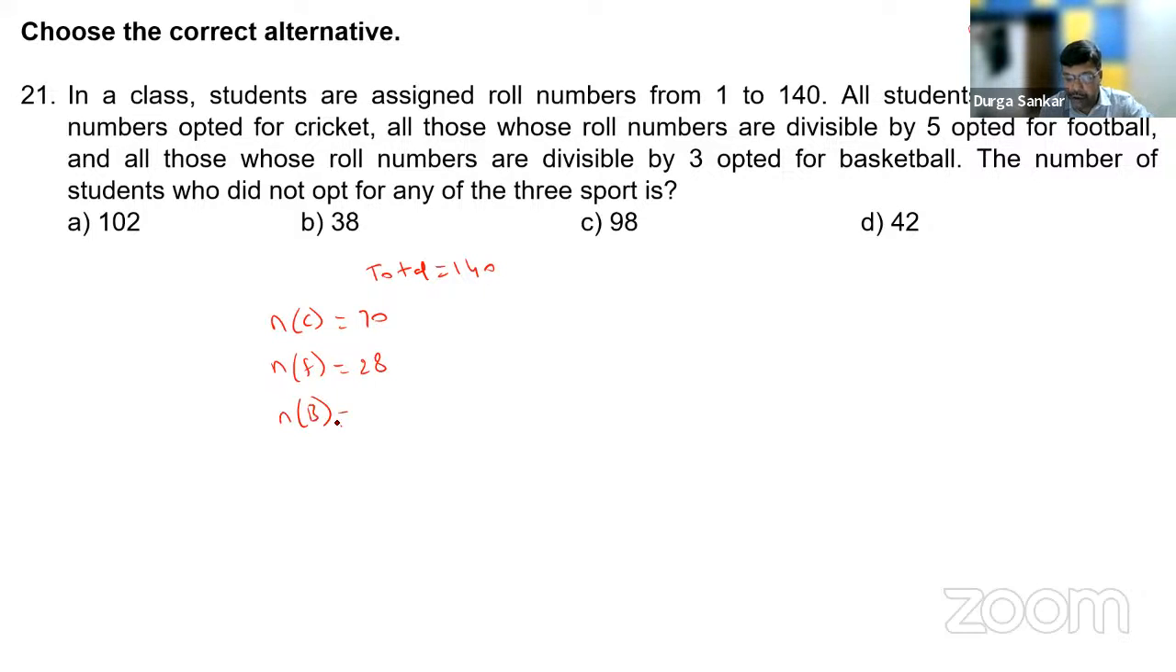Number of students who opted for basketball, the roll numbers are divisible by 3. Now divisible by 3 or multiples of 3 till 140. So 3 4s 12 and 3 6s 18. That's all, 46. Next. Number of students who did not opt for any of the 3 sports is.